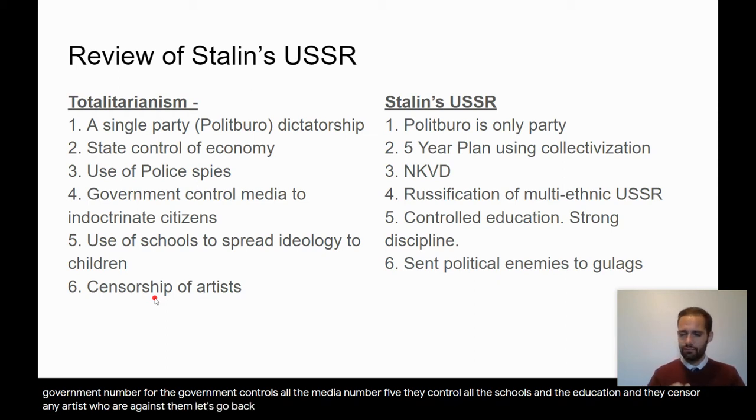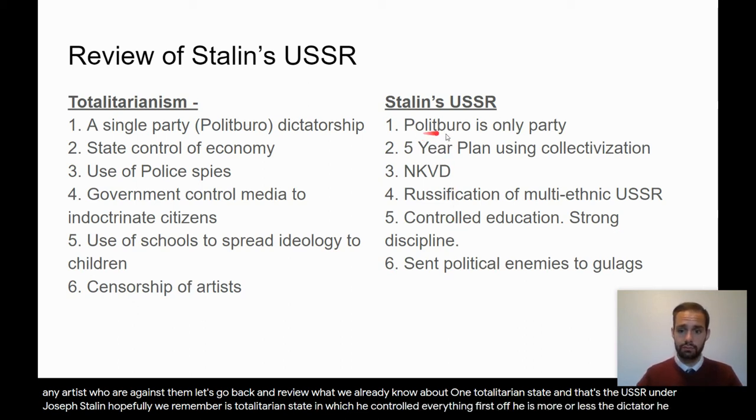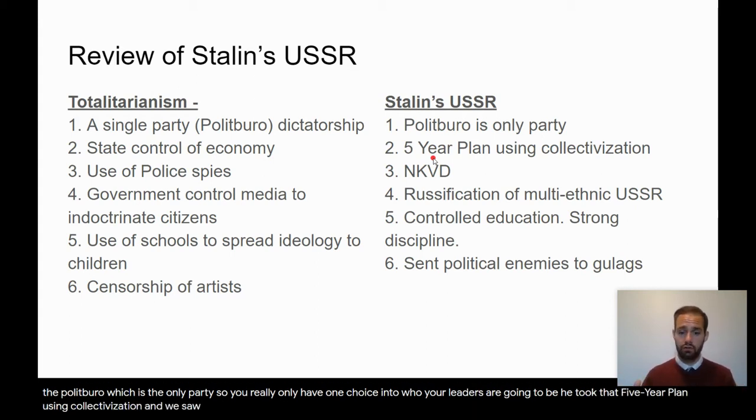Let's go back and review what we already know about one totalitarian state, and that's the USSR under Joseph Stalin. Hopefully we remember that Stalin's Soviet Union was this totalitarian state in which he controlled everything. First off, he's more or less the dictator. He controls the Politburo, which is the only party. So you really only have one choice into who your leaders are going to be. He took that five-year plan using collectivization, and we saw how the government controlled all that, took land from the landowners and tried to take a more collectivized approach. And we saw the failures of that as well.